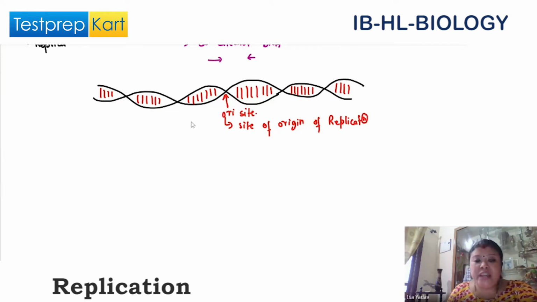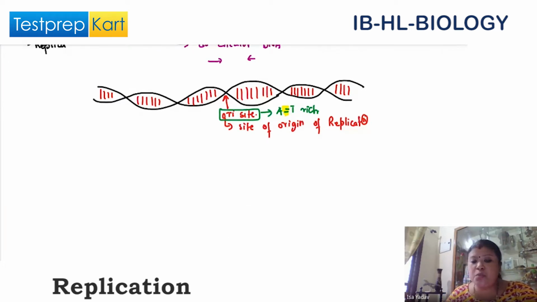So the question is, what is the base sequence of this ori site? So the ori site will always be adenine thymine rich. Now it is not guanine cytosine. The reason why is, if it is adenine thymine, we just have to break only 2 bonds. Guanine cytosine means 3 bonds. So adenine thymine rich tells us that much energy will not be required to separate the DNA strand, because between adenine and thymine there are only 2 hydrogen bonds. Okay, Sana, is this point clear? Yeah.